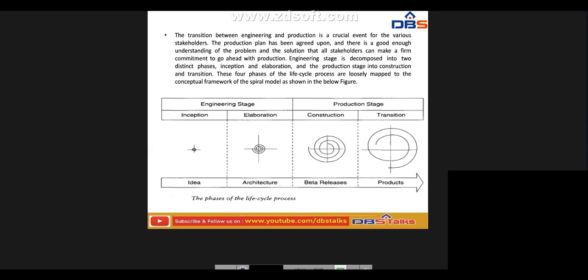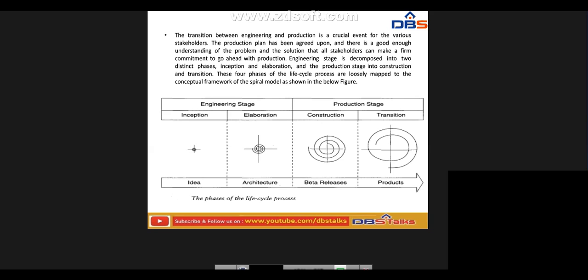In the engineering stage there are inception and elaboration. The production stage is the construction and transition. We can use different types of spiral models from the framework conceptually. It is the phase of the life cycle. The first one is inception, an idea, a starting phase. In elaboration we develop the idea based upon the architecture, then go for the release, that is construction, and then the transition, which is the deployment phase.